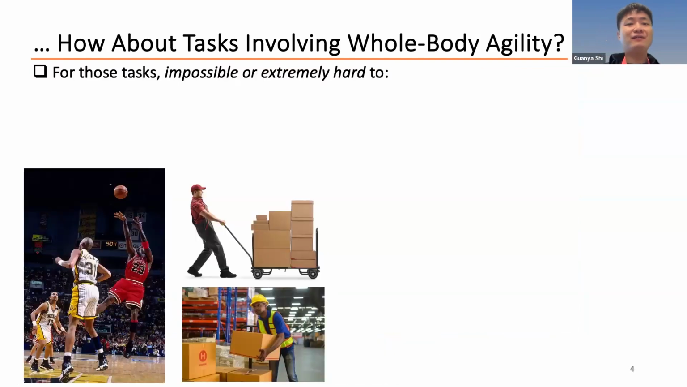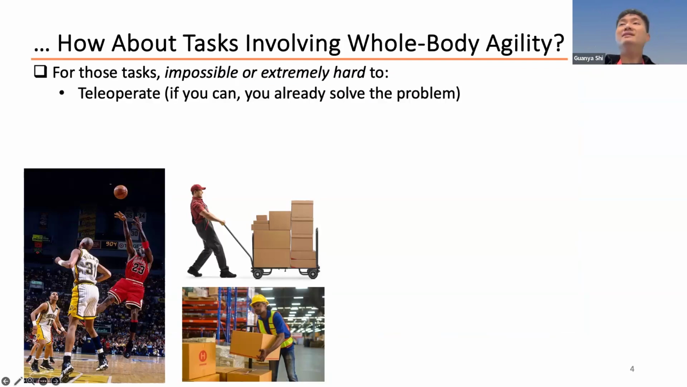So how about tasks involving whole body agility, right? For example, athletic maneuvers like playing basketball, or pushing a heavy cart, or holding and moving a box. We realize that for these tasks, it's impossible or extremely hard to teleoperate. Actually, if you can, you've already solved the problem. Imagine if you can teleoperate a robot pulling a heavy cart or playing basketball, you already solved the problem.